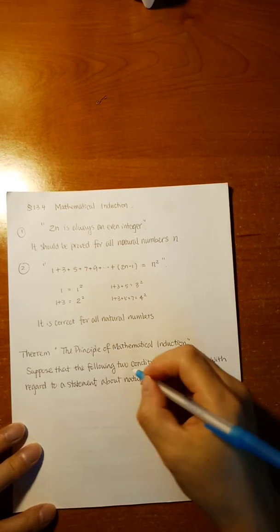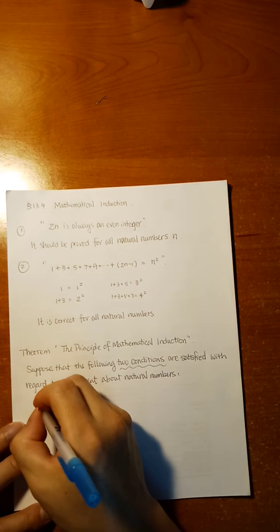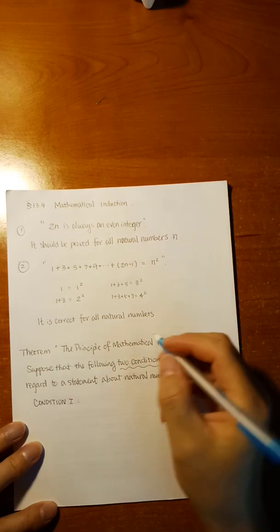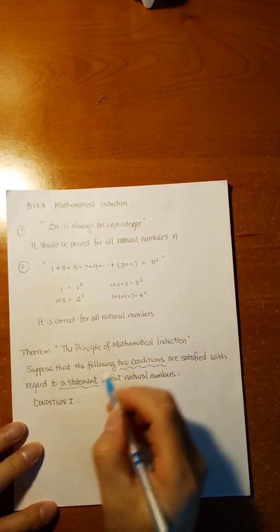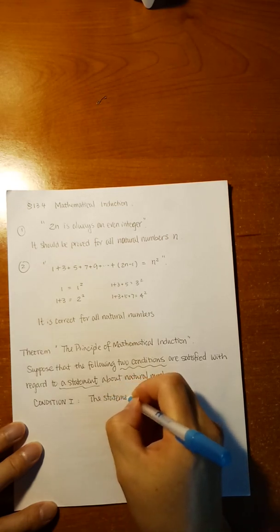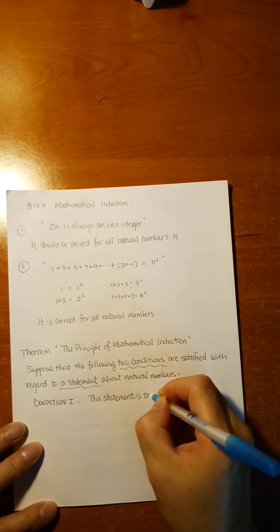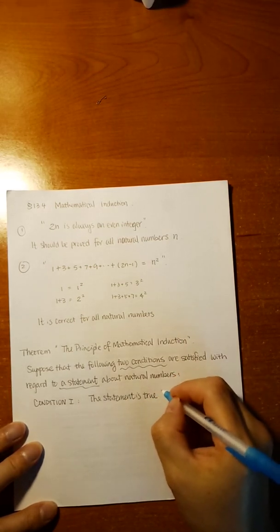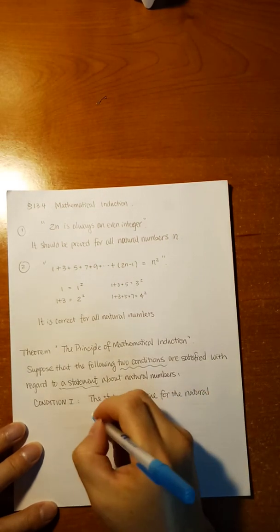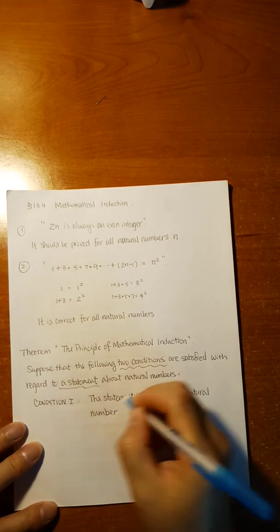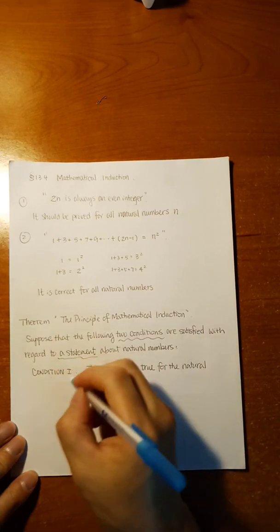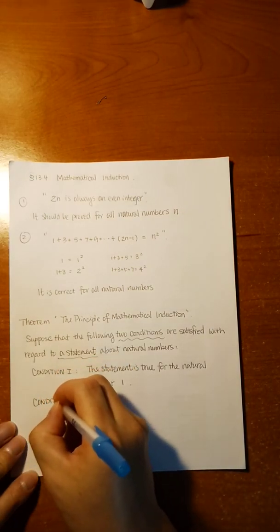Okay, so two conditions. What conditions? Condition 1 says the statement is true for the natural number 1. The statement is true for the natural number 1. This is condition 1.